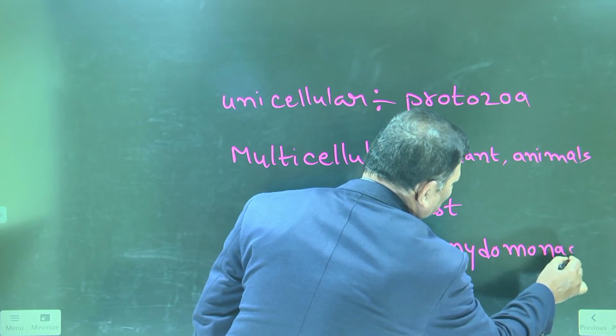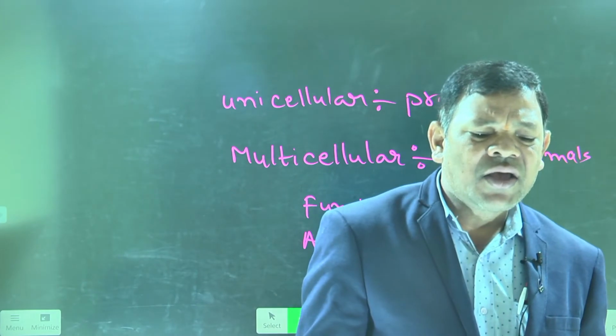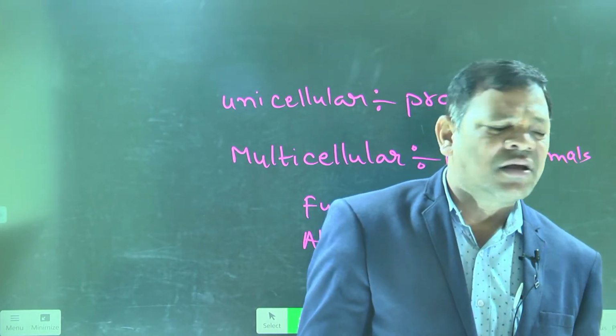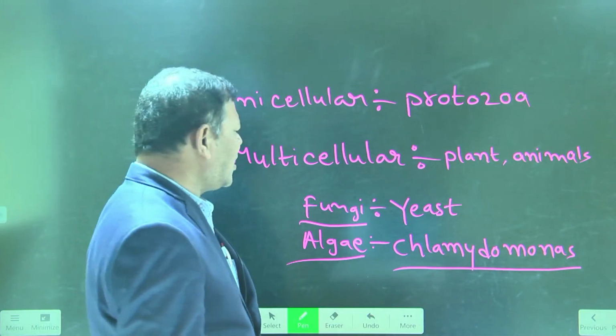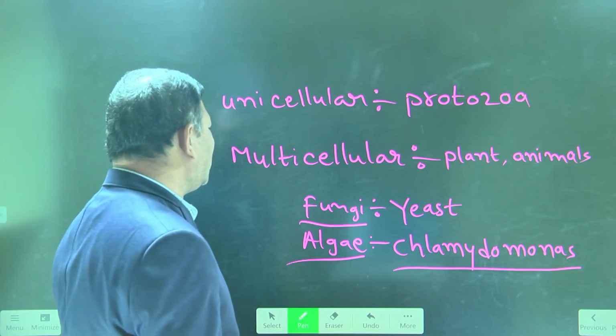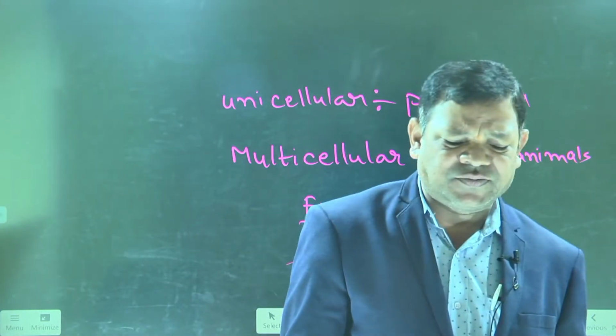Chlamydomonas is a unicellular organism, keep that in mind. But almost all the fungi and algae belong to the multicellular organisms. Exceptional cases: in the fungi, yeast is a unicellular organism; in the algae, Chlamydomonas is a unicellular organism. Okay?